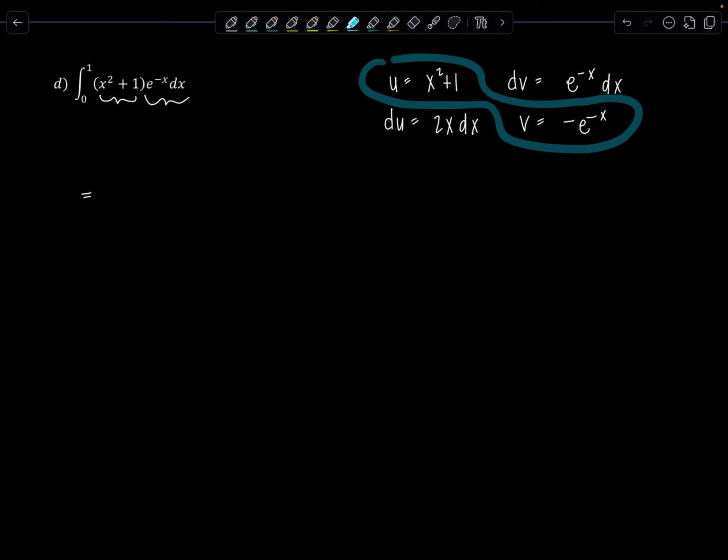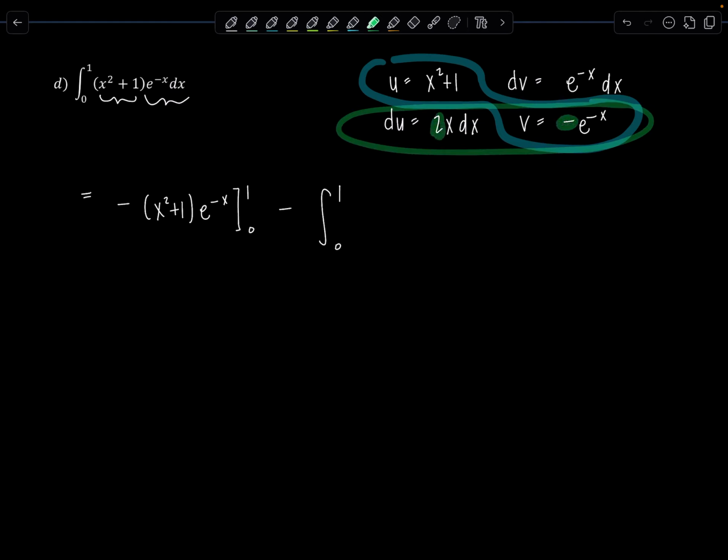uv, I'm going to write that as negative on the outside, x squared plus 1, e to the negative x. Now that I'm not going to integrate anymore, right? So I have to remind myself this needs to get evaluated from 0 to 1, minus integral 0 to 1 of v du. And since there's a negative 2, I'm going to change this to positive and put the 2 outside. X e to the negative x dx. Are we okay? All right.